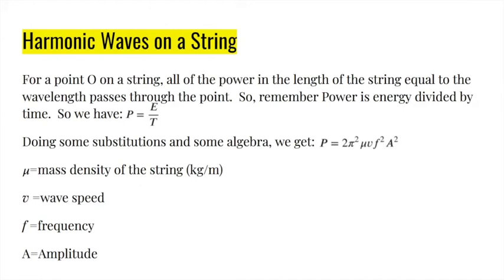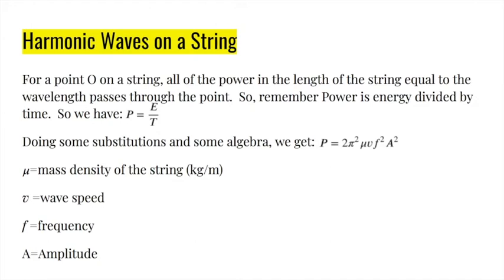The idea is that for any point on the string, all the power that's in the length of the string, or I should say all the power in the length of the string that's equal to a wavelength, is going to pass through that point. So if there are multiple wavelengths on one string, it'll just be the power of that one wavelength. It's interesting because all that power moves through that point even though the string isn't actually moving. Just remember that the basic formula for power is E, energy, over T, the period.